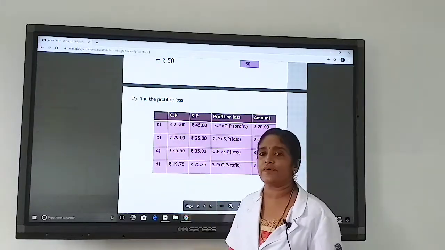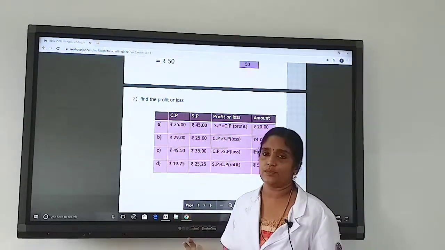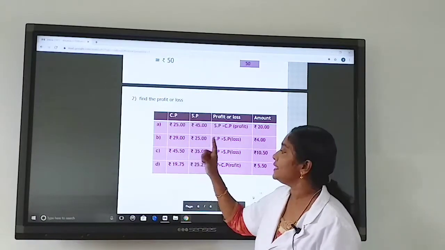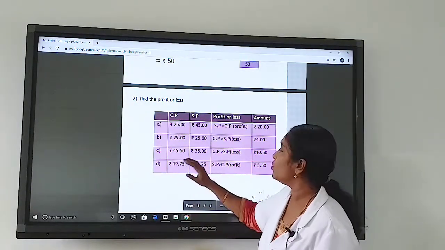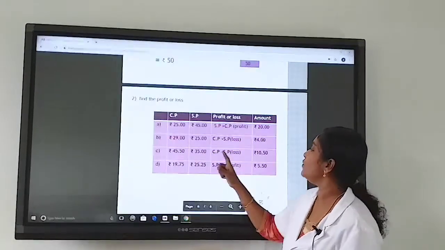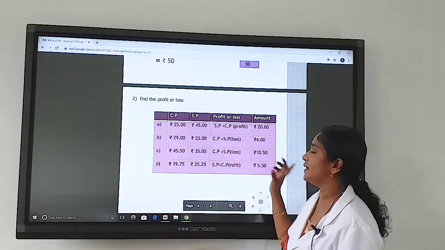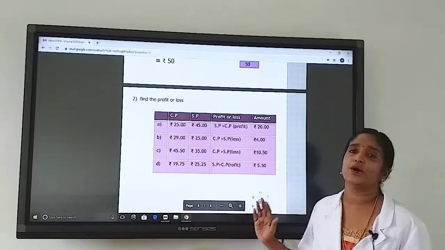Consider question C. CP is 45 rupees and 50 paise and selling price is 35 rupees. So here CP is greater than SP, so a loss. What is the loss amount? CP minus SP. 45.50 minus 35, that is rupees 10.50. 10 rupees 50 paise loss.